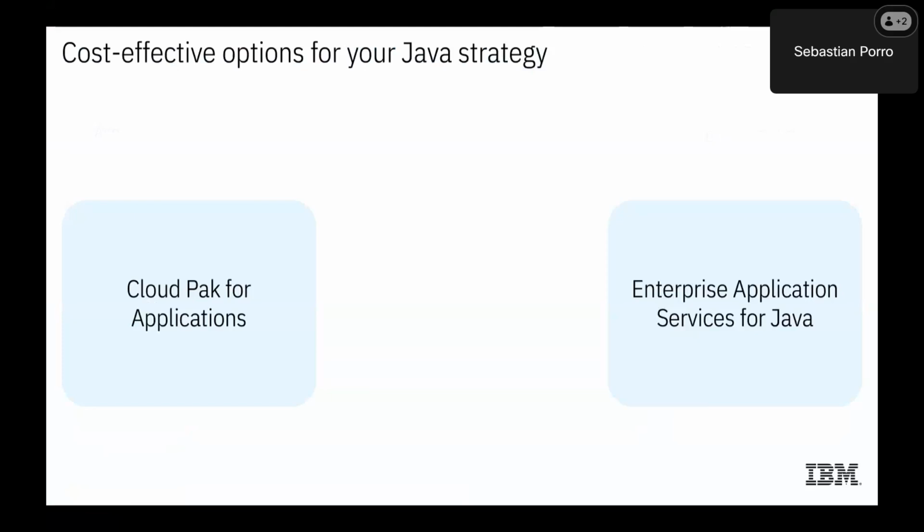Last year, during the fourth quarter, we announced to the market what we call Enterprise Application Services for Java, which is basically a platform as a service where you can deploy your Java applications in a cloud and have those applications be managed by IBM. You only need to worry about coding the application, testing the application, and then deploying those applications in the cloud.